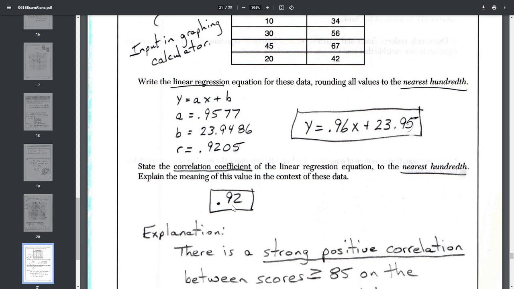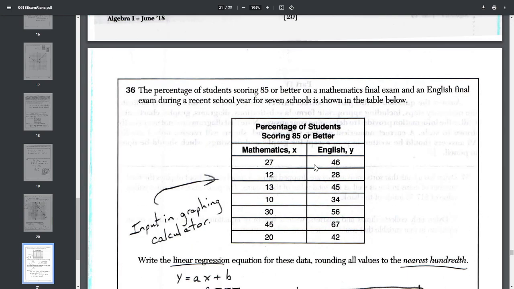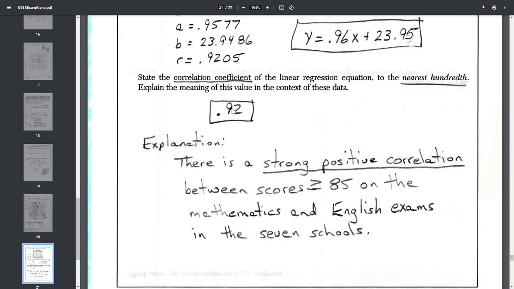The correlation coefficient from this question on Desmos is 0.92. What does that mean? That means that this is a very strong positive correlation between these scores, between the scores on math and ELA. Remember, 1 is the best it could be and 0 is the worst it can be. So 0.92 means it's basically a very strong positive correlation.